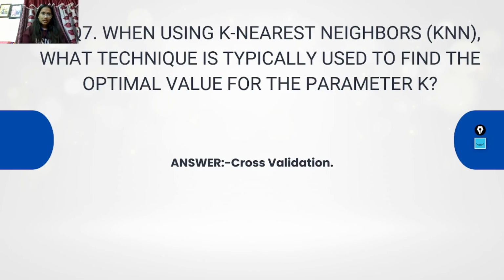Next question. When using k nearest neighbor, KNN, what technique is typically used to find the optimal value for the parameter k? So choosing k randomly can ruin model performance. That's why we typically use cross validation to find the most optimal k value for KNN.